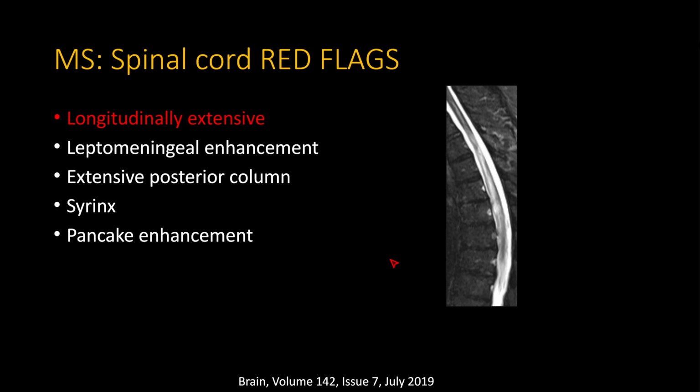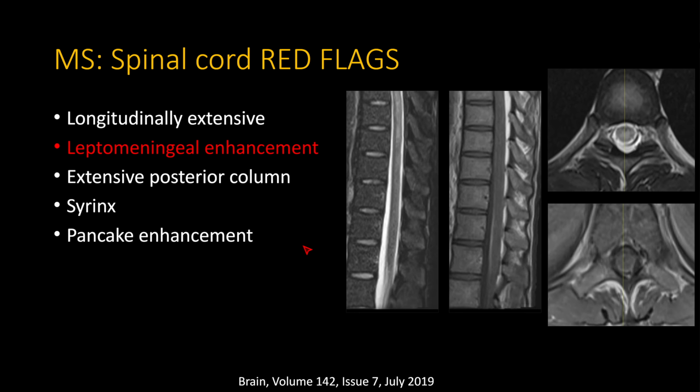So we'll talk a little bit about some red flags when it comes to spinal cord lesions and MS diagnosis. Obviously, the first one is longitudinal extensive lesions. Anytime you see longitudinal extensive lesions, you've got to think of something other than MS. So I usually say it's a longitudinal extensive lesion, it's atypical for MS. This particular case was an NMO case, but other things could also be seen with longitudinal extensive lesions.